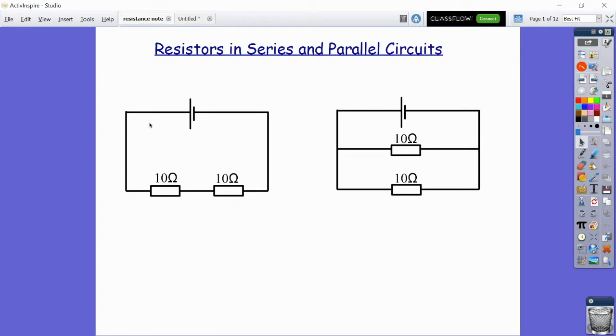Okay, so a series circuit. I know this is a series circuit because there's only one path for the current. So the current going around this circuit has to go through this 10 ohm resistor and has to go through this other 10 ohm resistor.